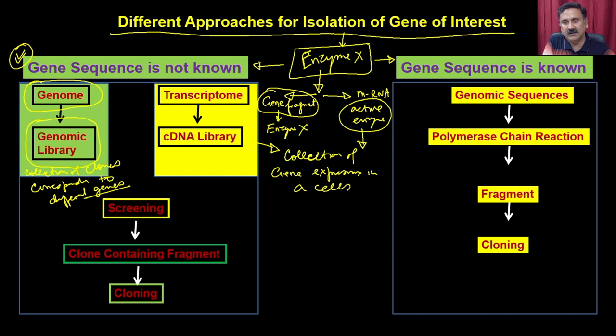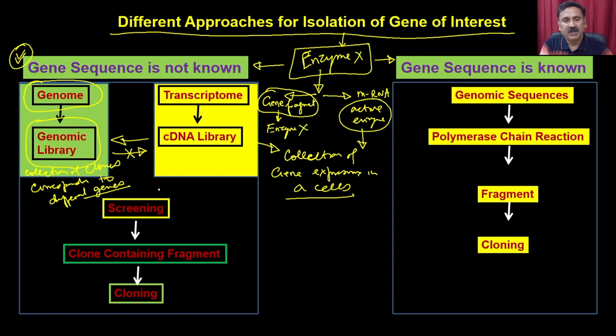So this is an expression library, and this is the genomic library, which takes care of all the genes. This means the genomic library will contain the cDNA library, but the cDNA library will not contain the whole genomic library. Whatever genes you see in the cDNA library will also be present in the genomic library, but whatever genes you see in the genomic library may or may not be present in the cDNA library.